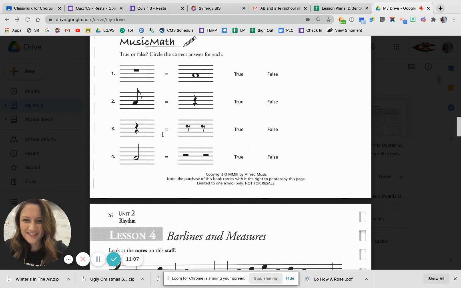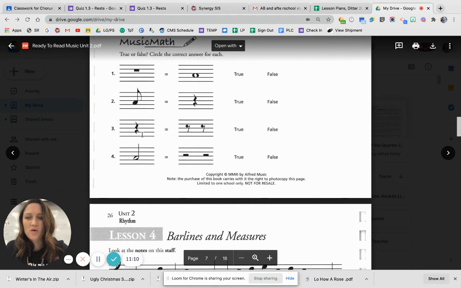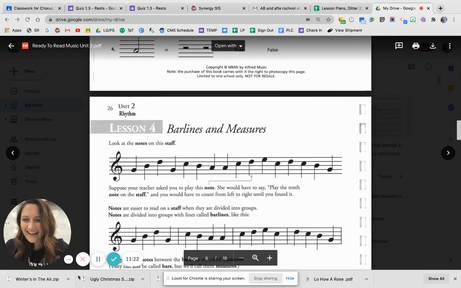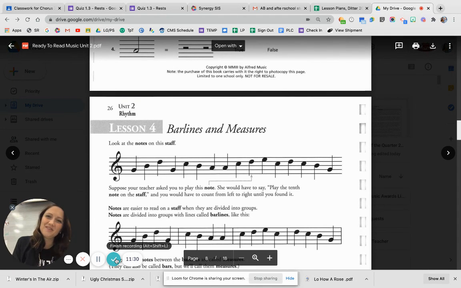No, it is false. Next, number 3. Is a quarter rest equal to 2 eighth rests? The answer is true. And is a half note equal to 2 half rests? False. And that's all we have for today. And get that quiz done, quiz 1.3. You got this, everybody.